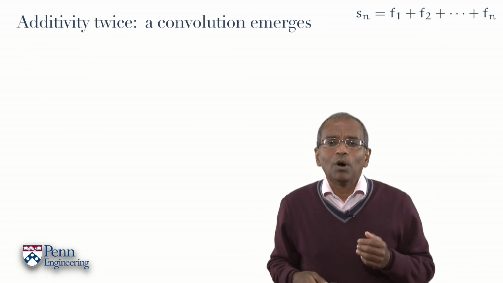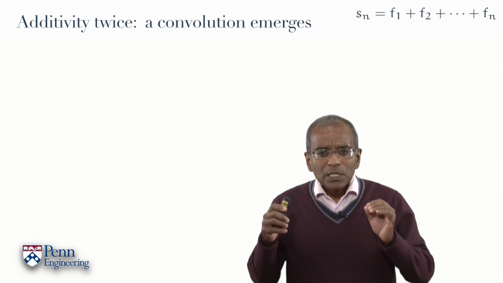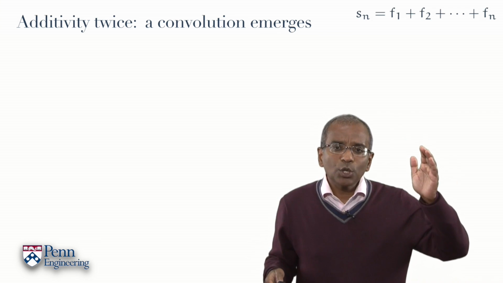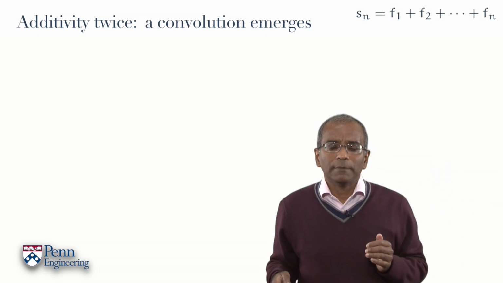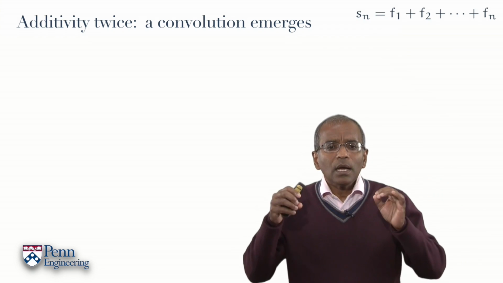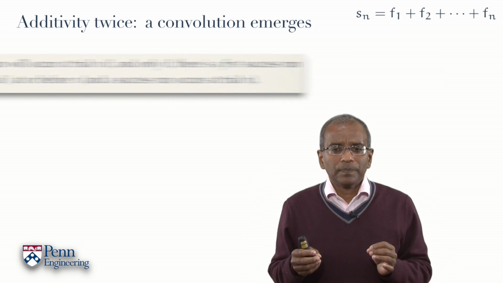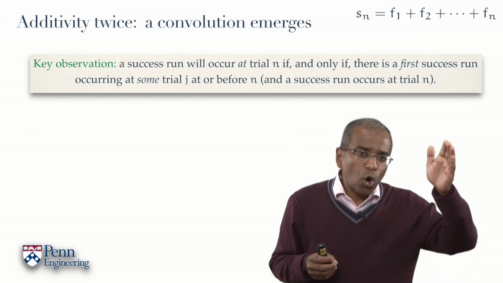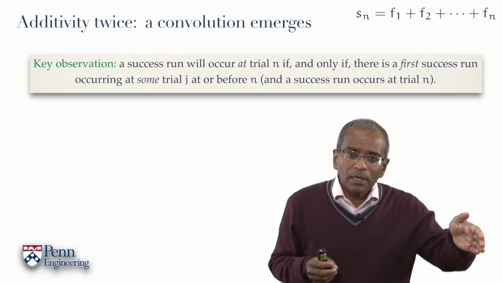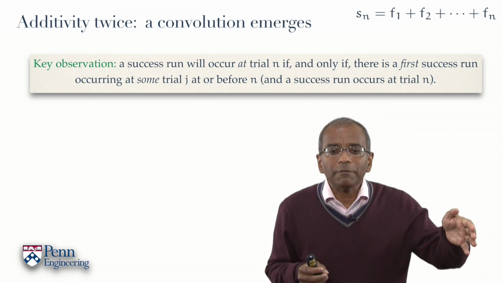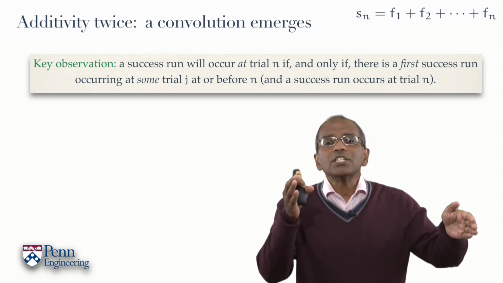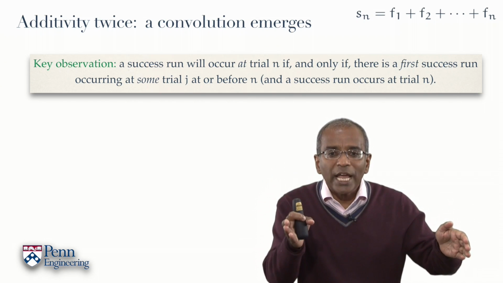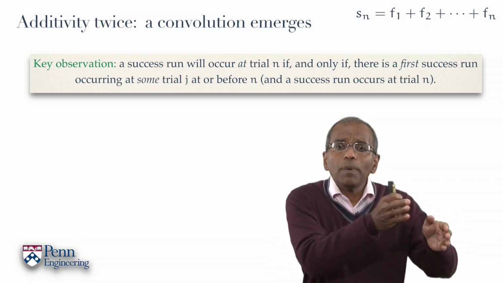We appeal once more to additivity. Let's pause and think about what it takes for a success run to occur at the nth trial. Here is a key principle. A success run will terminate or occur at trial n if and only if there is a first success run occurring at some trial j at or before n.